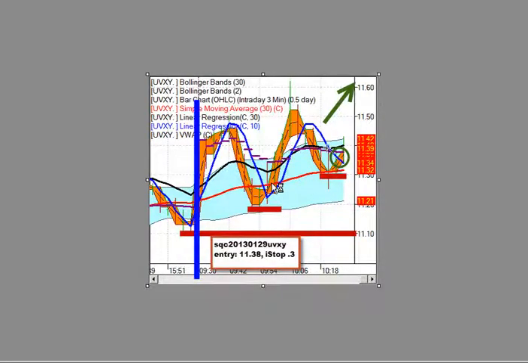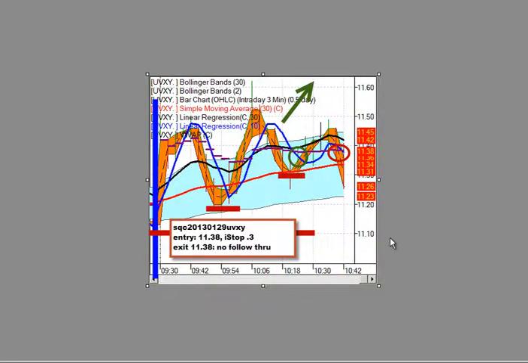I'm ready to play this on a support and resistance basis, and I make my first entry here at 11.38 with a 30-cent stop. Would take it down here about 11.08, so below yesterday's close. Is my 1 R risk, and it starts taking off, so monitoring that one.